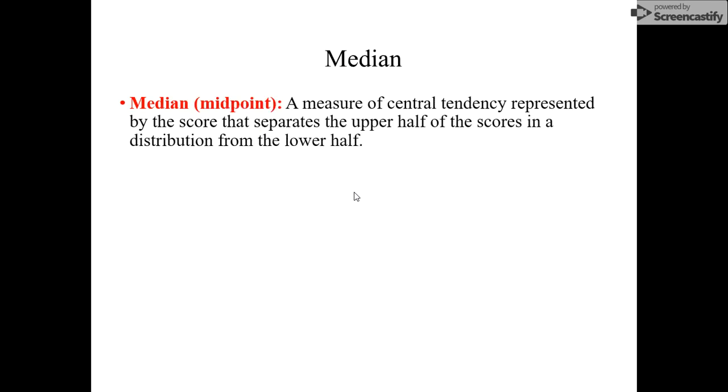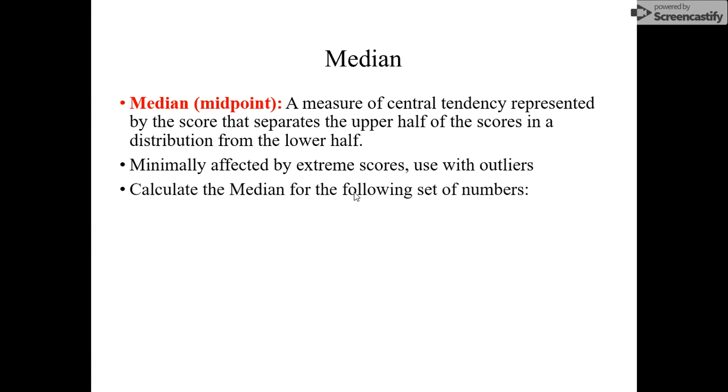So the first one is the median. The median they often use is a measure of central tendency represented by the score that separates the upper half of scores in a distribution from the lower half of the scores. So it's minimally affected by the extreme scores. It's used with outliers often.